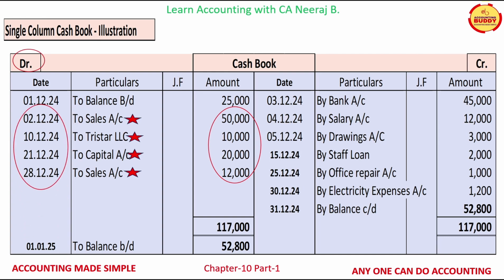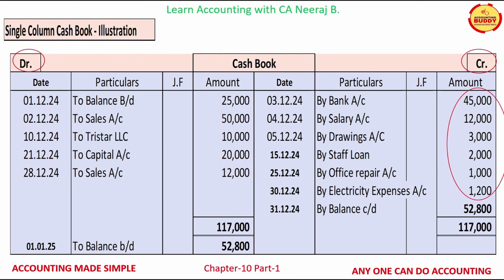on the respective dates on which the business actually received cash. All the cash outflow transactions will be recorded on the right hand credit side or the payment side of the cash book. Therefore, all the cash outflow or the transactions which results into decrease in the cash balance, that is the bank deposit, salary payments, cash taken for personal use, staff loan, office repair and electricity expenses transactions are recorded on the right hand credit side of the cash account on the respective dates on which the transactions have actually occurred.